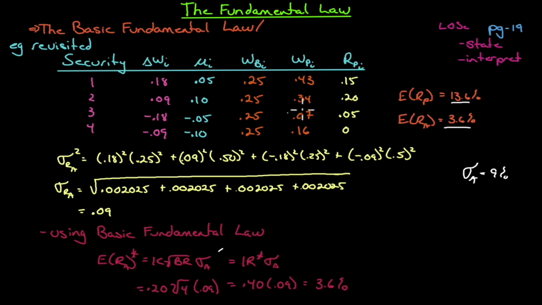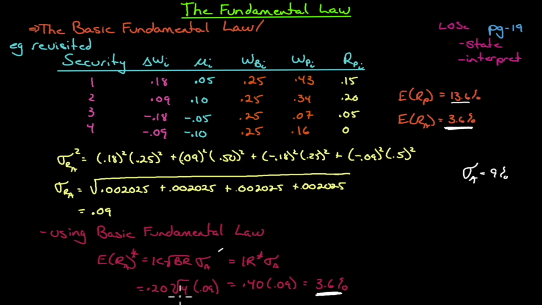We didn't have to do any of this stuff. We knew we were dealing with a manager that had an information coefficient of 0.2. There were 4 securities. We take the square root of 4. And we put a limit on active risk of 0.09. Multiply that out. What do we get? 3.6. What was our active risk going the really long way? 3.6.